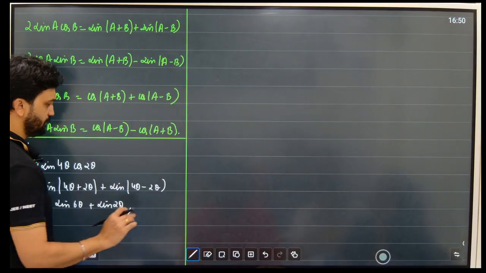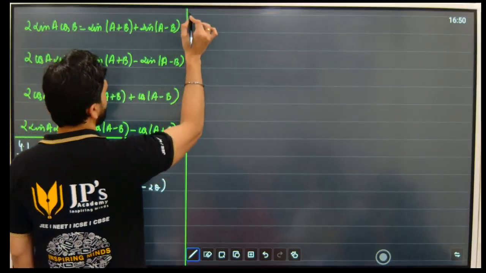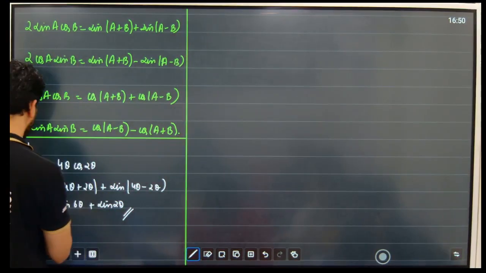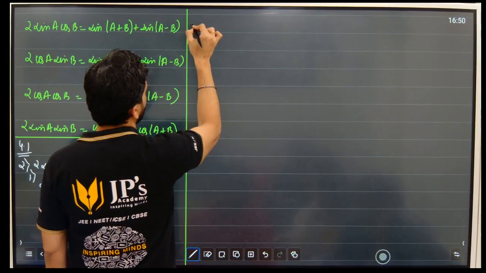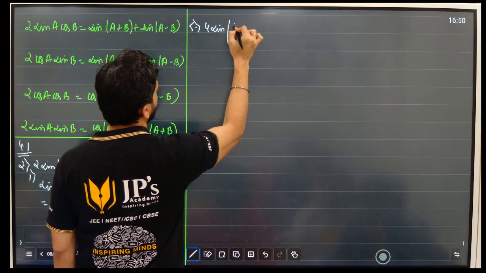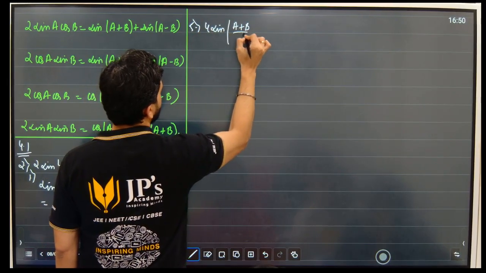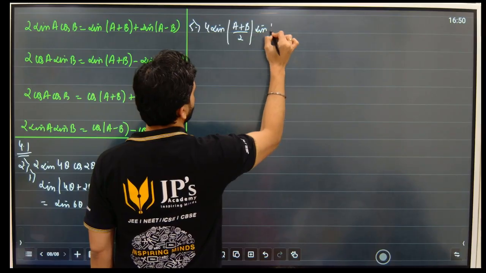Can anyone tell me what is the next question? Just wait 2 minutes, everyone please understand, then you get time to write. Which question is this? Second, fifth one. 4 sin of A plus B by 2 into sin of A minus B by 2.